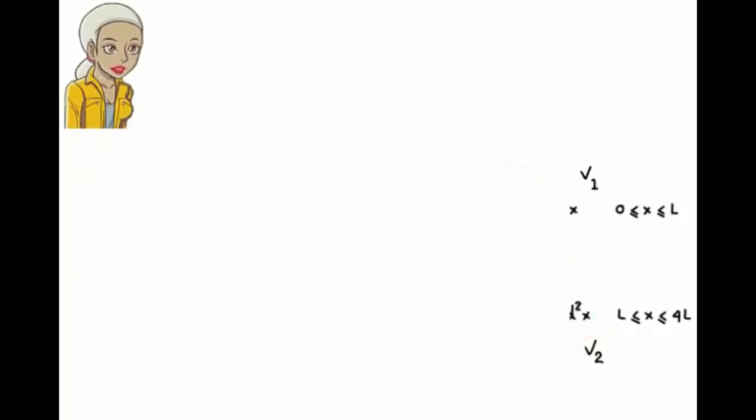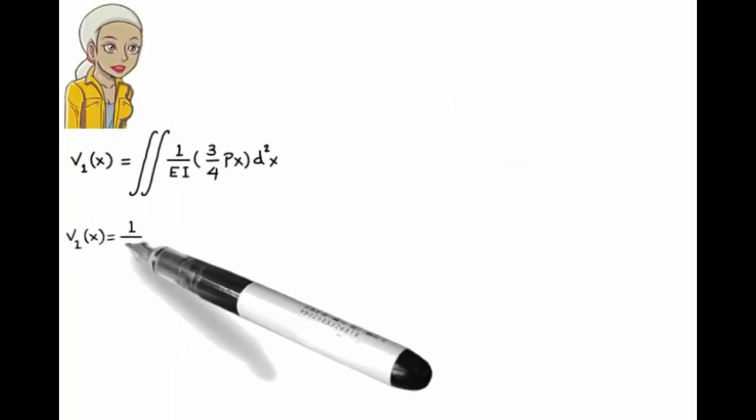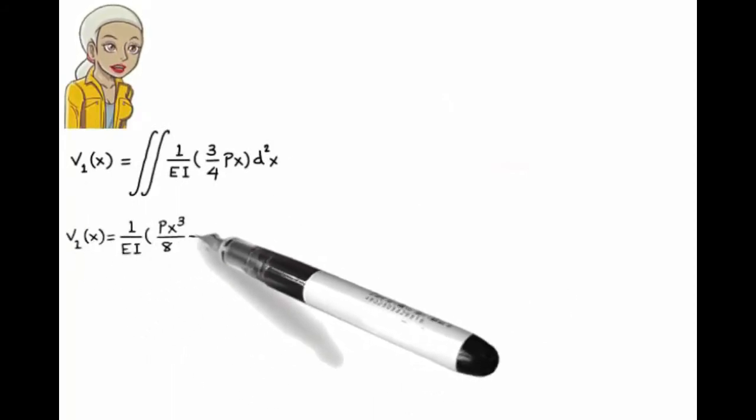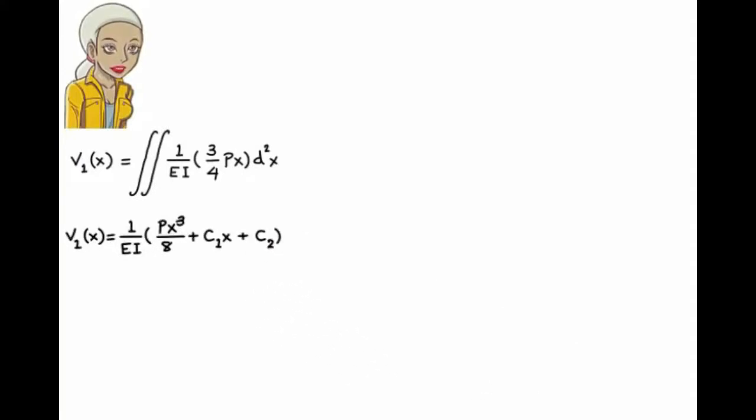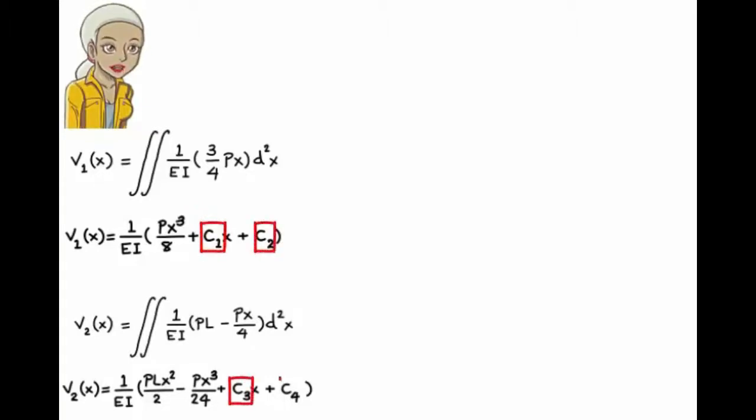Integrating V1 twice, we get V1(x) equals 1 over EI times Px cubed over 8 plus C1x plus C2. Integrating V2 twice, we get V2(x) equals 1 over EI times PLx squared over 2 minus Px cubed over 24 plus C3x plus C4, where C1, C2, C3, and C4 are integration constants to be determined using 4 boundary conditions.